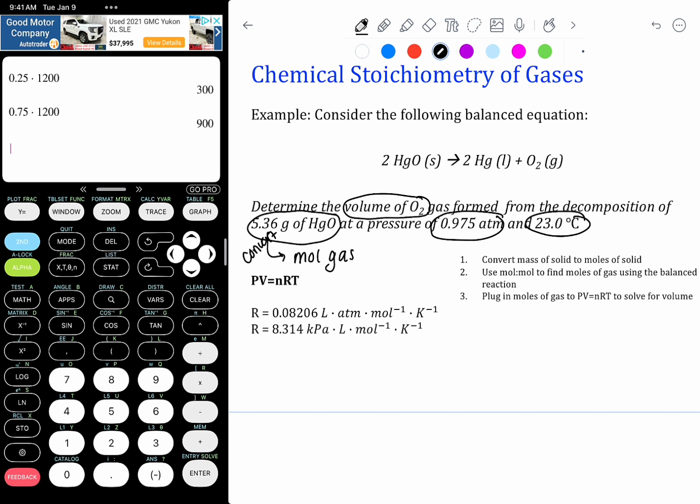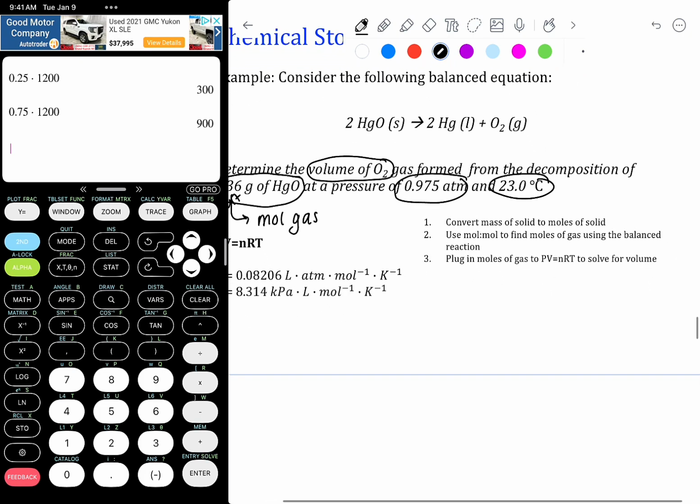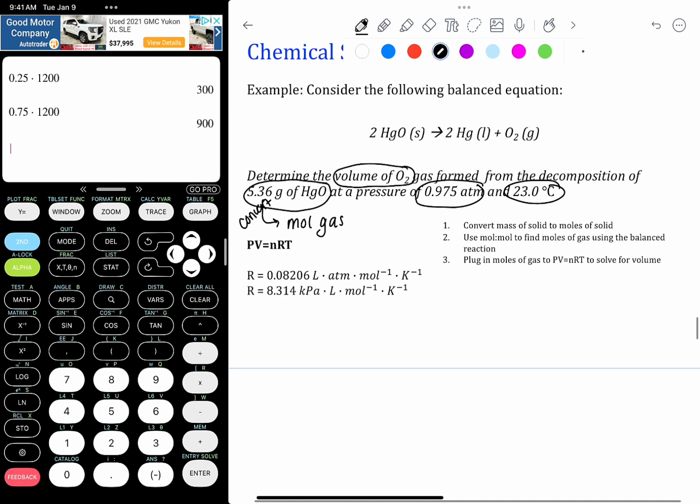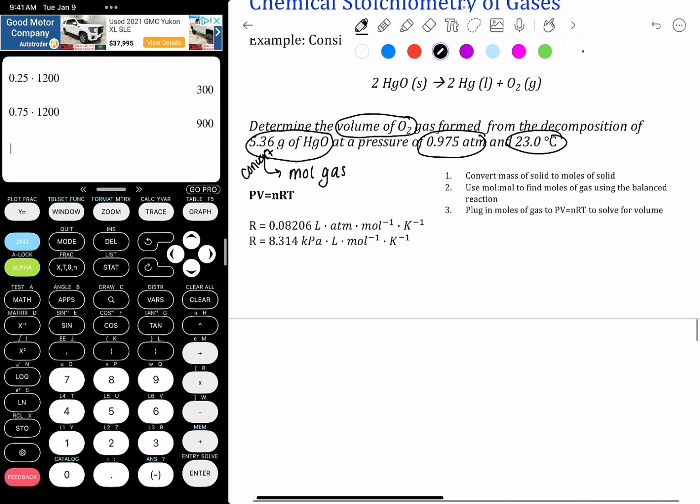Okay, we know how to convert from one reactant to a product. We've done that before. Now we're going to use that mole of product and we're going to plug it into our PV equals nRT to solve for volume. So I have a little chart here, or some steps here for this. So the first thing that we're going to want to do in this problem is we're going to first want to convert our mass of solid to moles of solid. Okay, we know how to do that. We can convert mass to moles. We know how to do that.